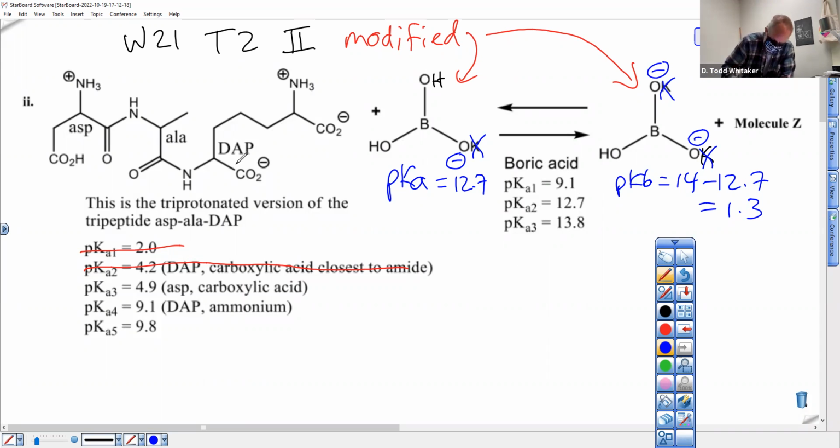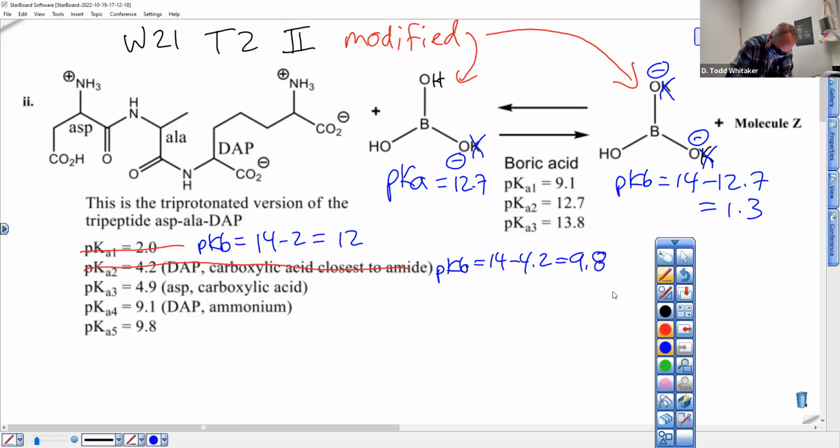Which one's the best base? I'll do those pKb's real quick again for you. 14 minus 2, 12. Where'd 12 come from? I gave the answer in my brain, right? 14 minus 2 is 12. That is not as strong a base as 14 minus 4.2 equals 9.8. Circle it. It's part of your answer.